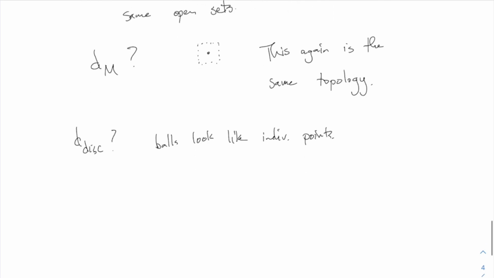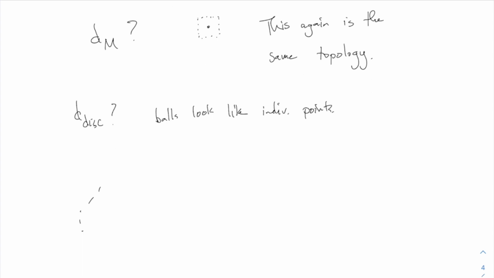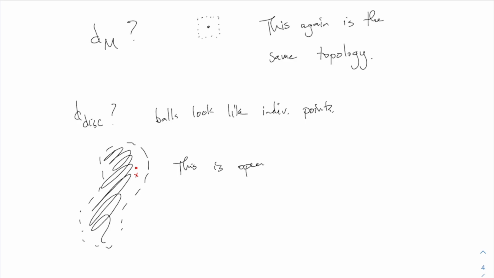So is that peanut-like shape an open set using the discrete metric? There's almost nothing special about this specific shape. But if I take, again, a point here, x, is there a ball around x which is totally inside of that set? The answer is yes, because x by itself, you can just use that single point as the ball. So this is open using these discrete balls.